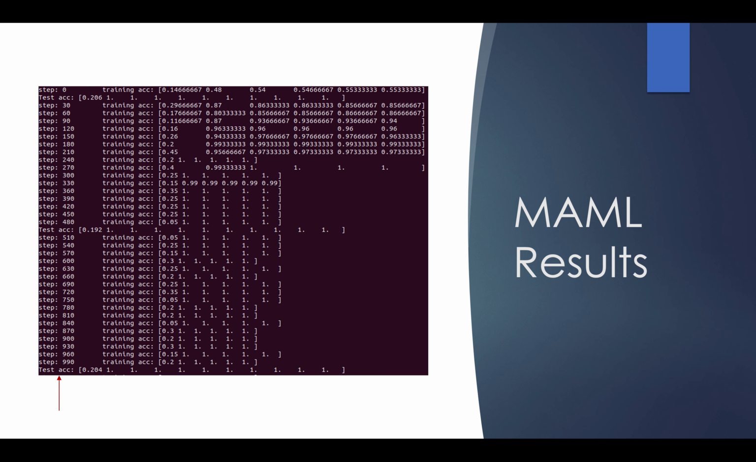So again, that's rose, dandelion, and etc. And we actually reached a test accuracy of 100% across the board as well. So MAML performed extremely well on our small data set. We were very happy with that.